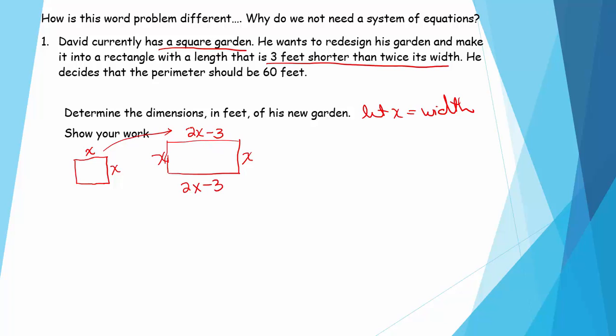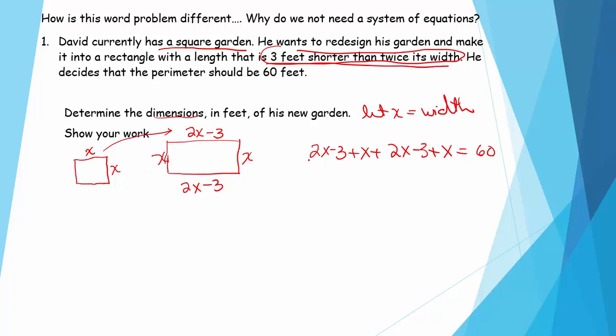So now if we look at this new garden to find our perimeter, we just add up all the sides. The reason we don't need two variables is because all we involved in the original was an x. Each side had been an x. The length was x and the width was x. To make our rectangle, the width is still x, and they tell us that the length will be 3 feet shorter than twice the width. So now I'm just going to add up all the sides to find the perimeter: 2x minus 3 plus x plus 2x minus 3 plus x, and he wants his new perimeter to be 60 feet. We have to determine the dimensions, so we're going to need to know the width and the length.